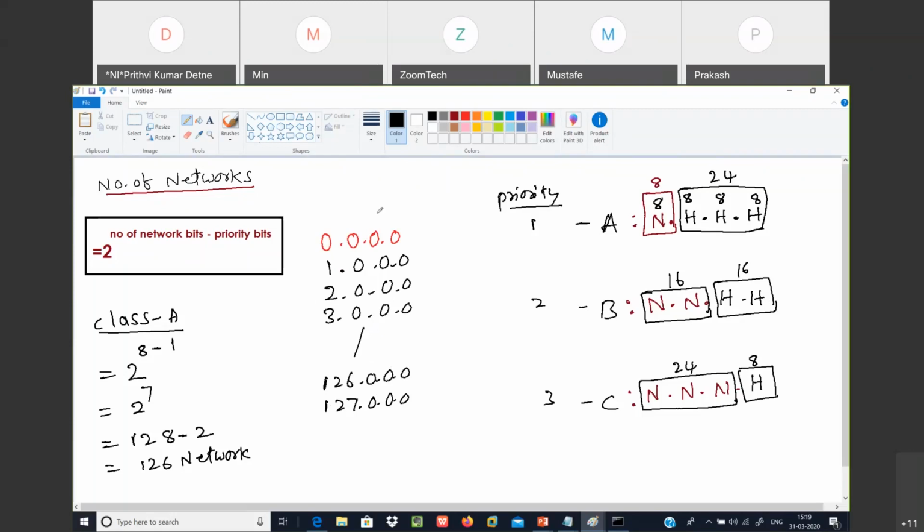The first one, which is 0.0.0.0, is not a usable network. So this we call the global ID. Like all 4.3 billion IP address identification is the 0.0.0.0 default ID. So this is reserved for what purpose? The global ID. Similarly, the last one, 127.0.0.0, is also not a usable network. This network we call the loopback ID.